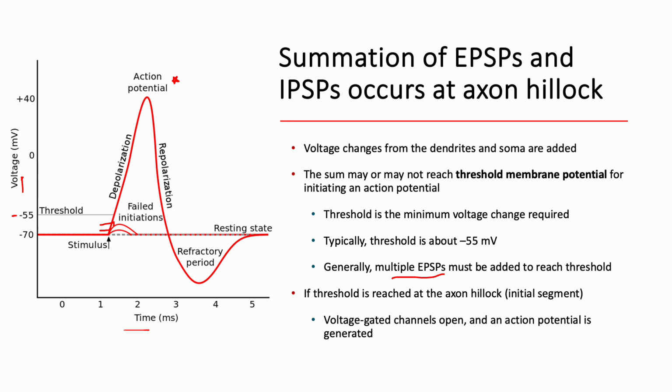What happens once we do reach that negative 55 threshold? That's when we get a new type of channel opening that we call voltage gated channels. Unlike chemically gated channels that respond to chemicals binding them, voltage gated channels respond to a change in voltage. And that change in voltage is usually going from negative 70 to negative 55. Once that happens, these channels open and give us an action potential.